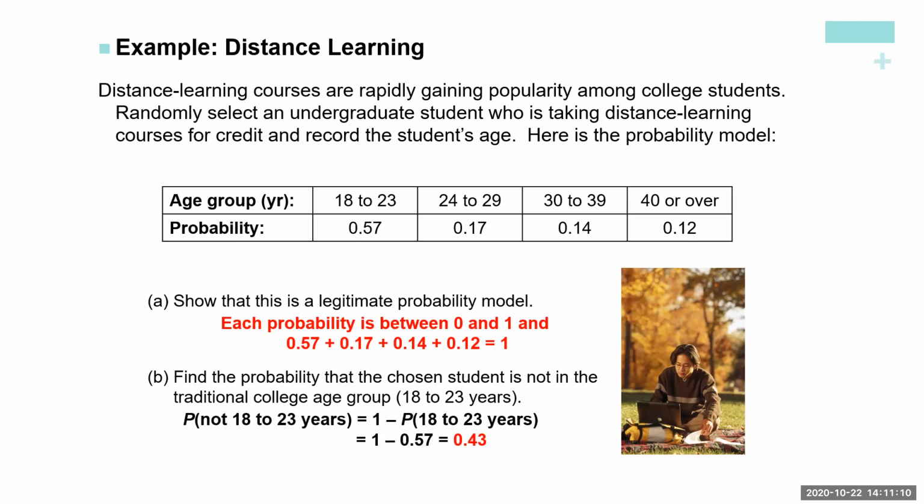Find the probability that the chosen student is not in the traditional college age group, 18 to 23. There are multiple ways we could do this. We could add everything except the 0.57, so 0.17 plus 0.14 plus 0.12. Or we could do it as the complement, 1 minus the 18 to 23. Either way, we get a probability of 0.43, or 43% of the undergraduate students are not 18 to 23.